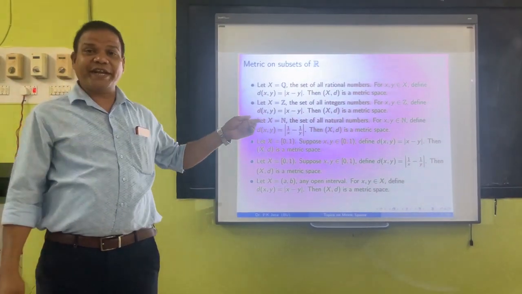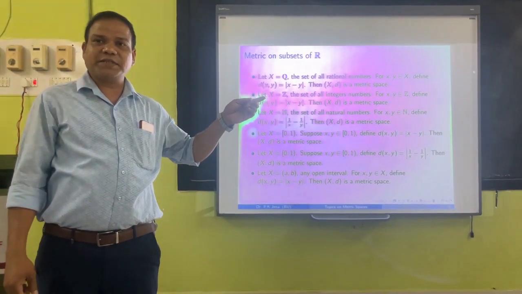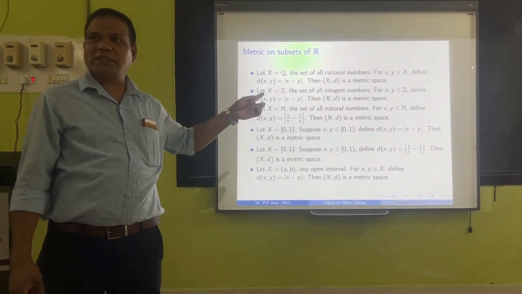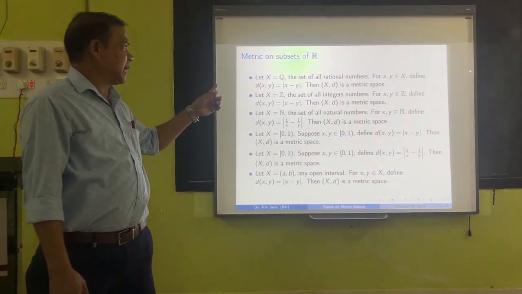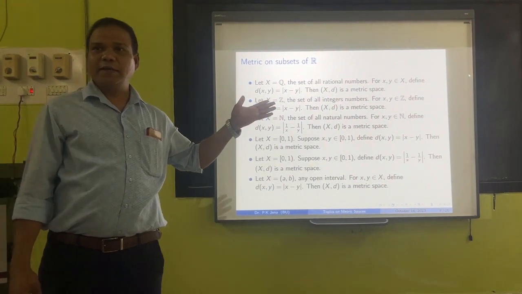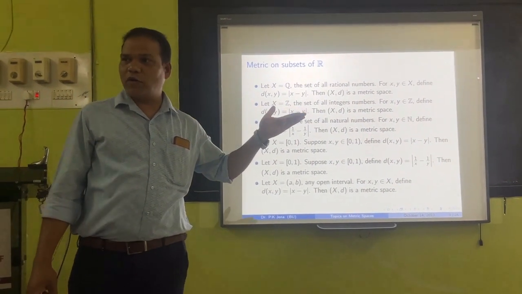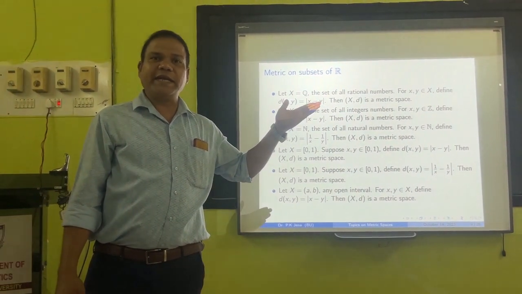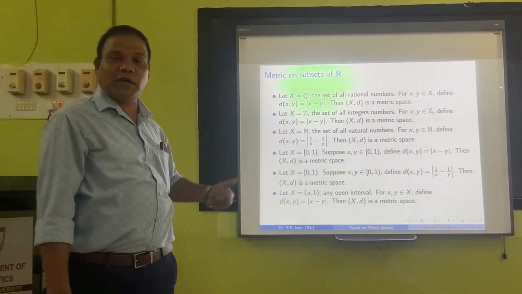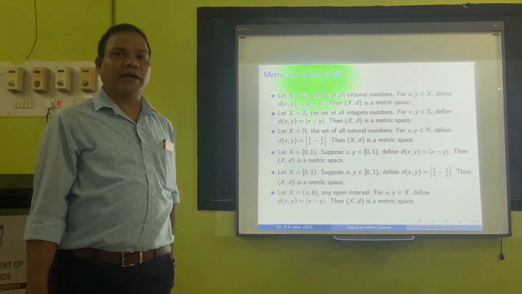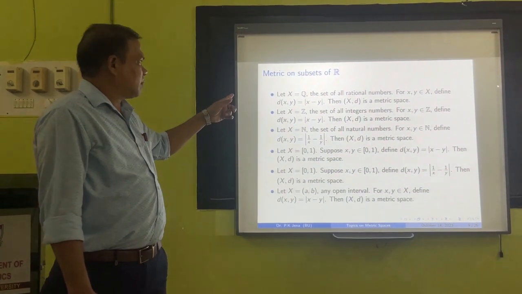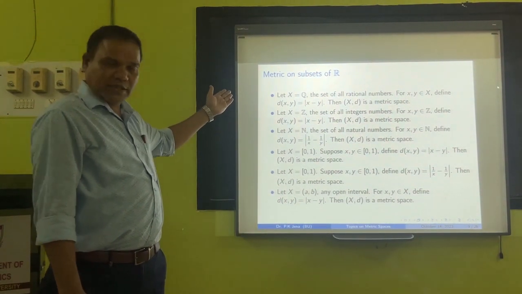Coming to the induced metrics on subsets of R. Here we have taken Q as the subset of R. Q is the set of all rational numbers. You can define d of x y, which is modulus of x minus y. It is also a metric on R. We are telling the d of x y, which is defined as modulus of x minus y, as the induced metric on the subset of R, which is known as Q. We are telling that X comma d is a metric space where X is Q.